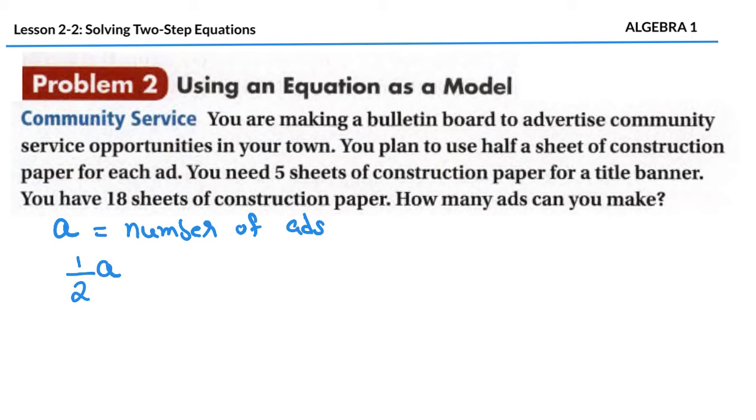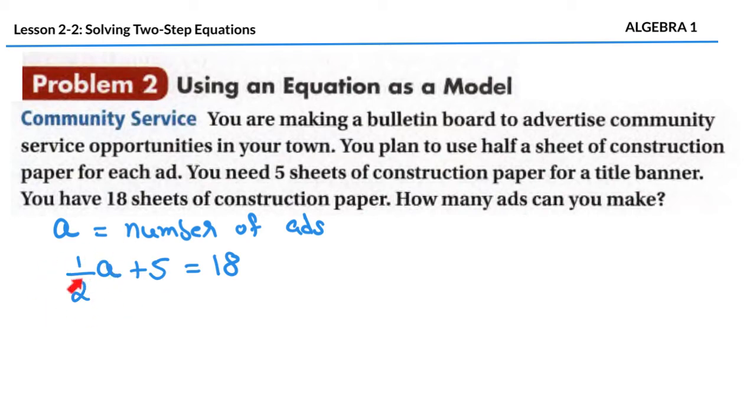And you need 5 sheets of construction paper for a title banner. So add 5 sheets of construction paper to this. Total, how many sheets of paper do you have? You have 18 sheets of paper. So this whole question is represented as an equation now. So from here, it's pretty easy to move on. You need to find the number of ads. You need to find the variable A.